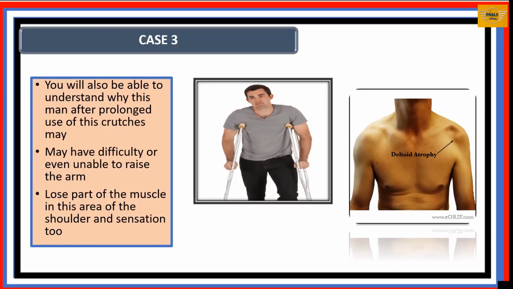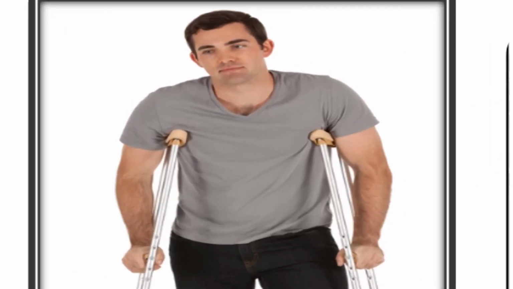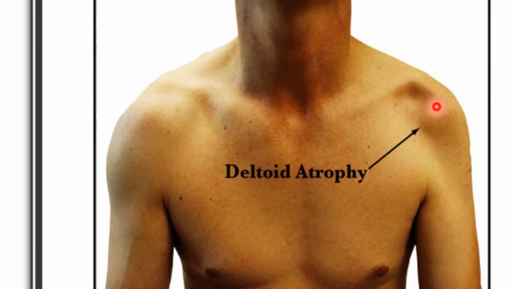By the end of my class too, you will also be able to understand why this man here, after prolonged use of these crutches, may have difficulty or may even be unable to raise the arm in abduction. Not only that, may lose part of the muscles here. The deltoid is lost. And also sensations around here would also be lost. So get set, let's take a look at this brachial plexus and be able to understand a lot more clinical cases associated with brachial plexus.